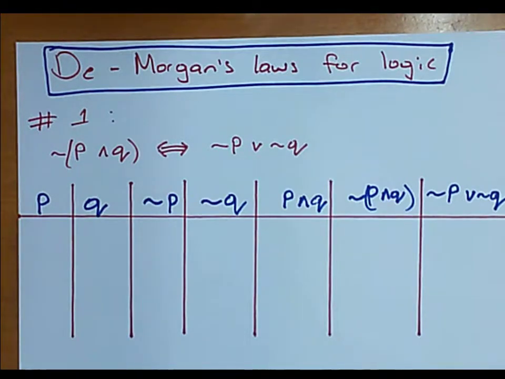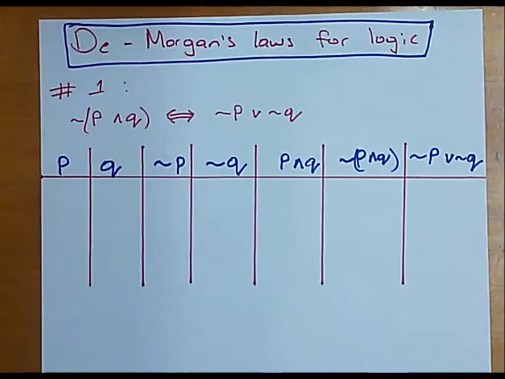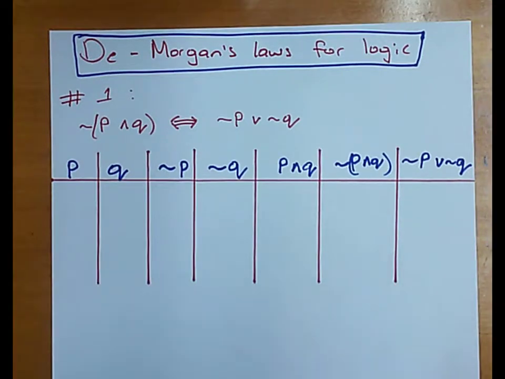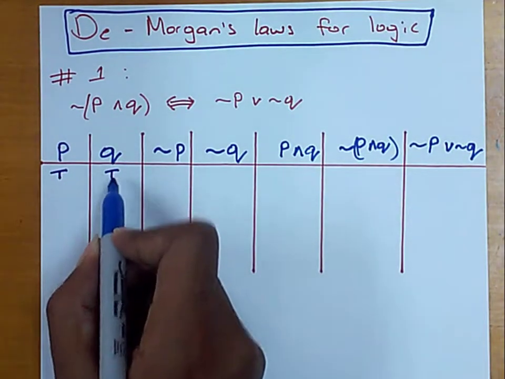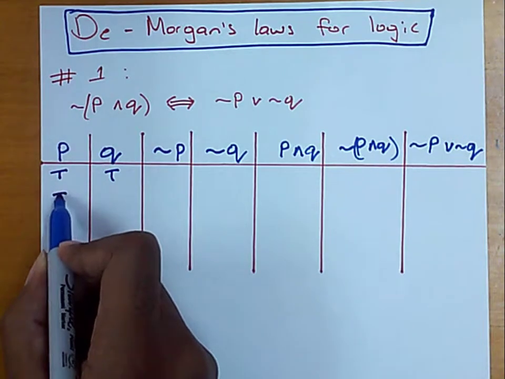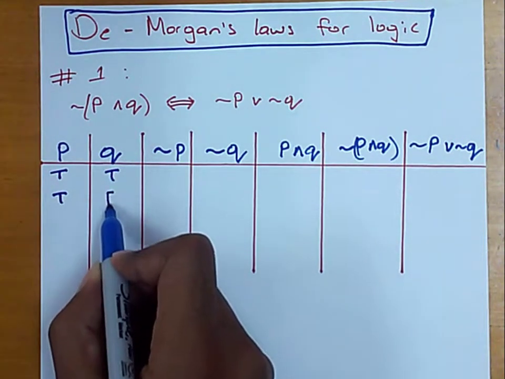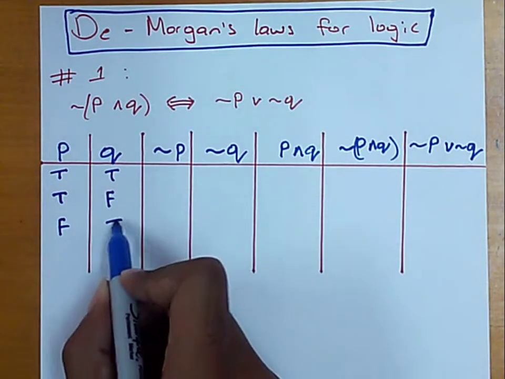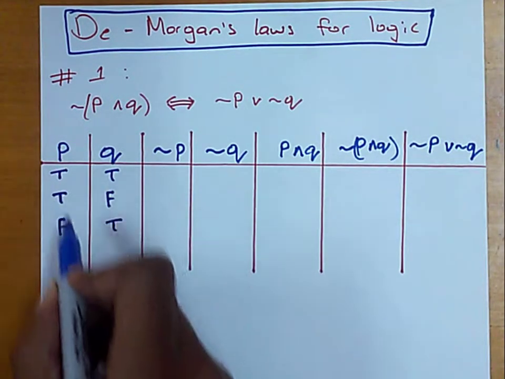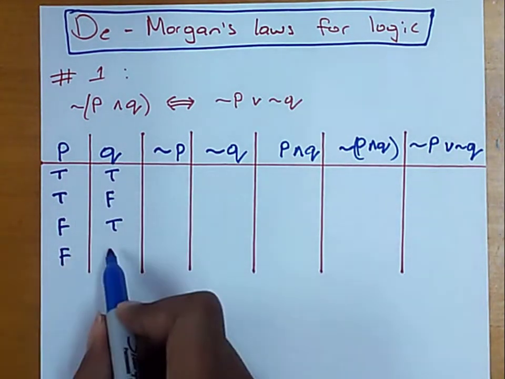So P and Q can only take on two values. It is true or it is false. So we are going to go ahead and write different combinations. So P can be true while Q is true. P can be true while Q is false. P can be false while Q is true. P can be false while Q is false.